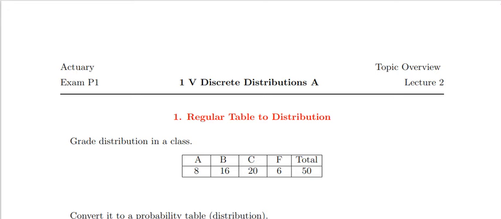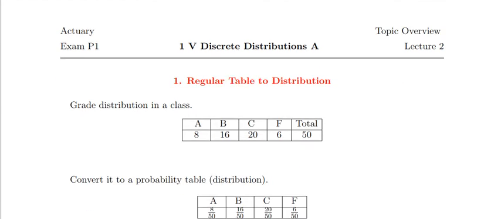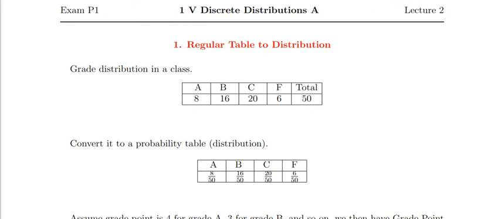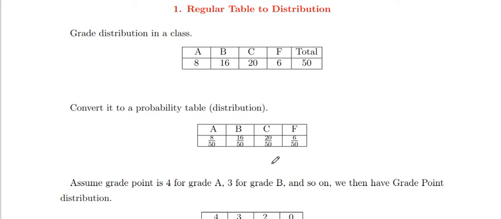So for example, we have this table. It's our grade distribution in a class. We have 50 students. How many A, how many B, how many C, we have such a table. We can convert this table to a probability table. So A over 50, the percentage that got A, so many percent got B. We're just changing to percentage or probability. Such a table is just a probability distribution.